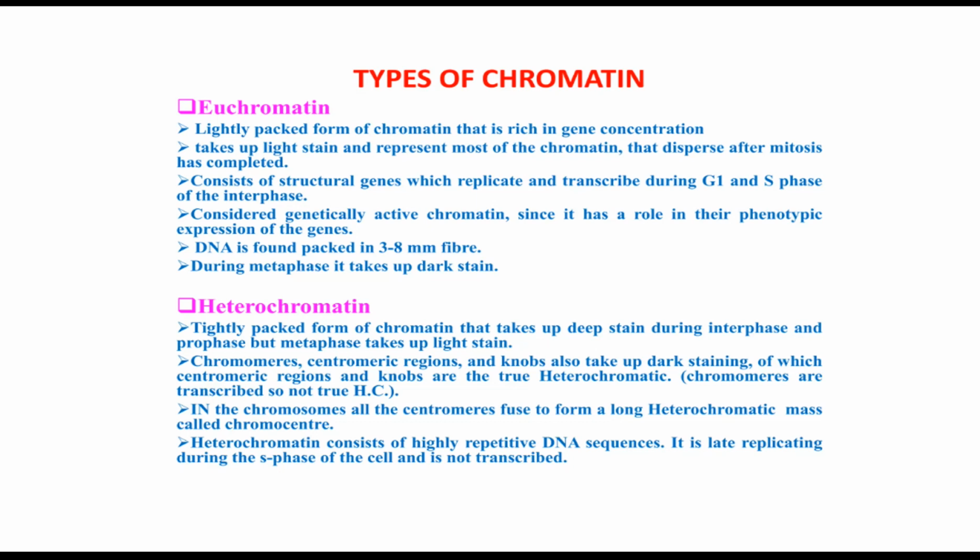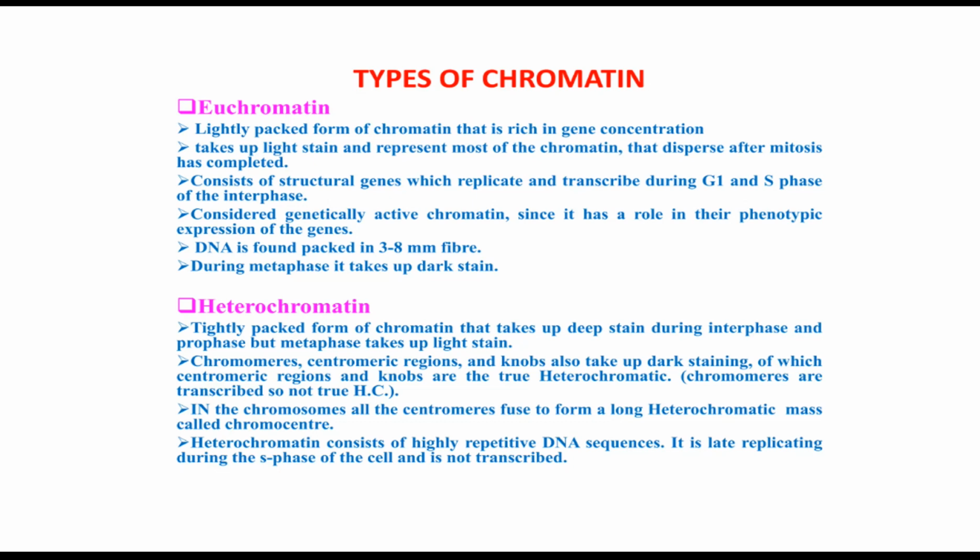Heterochromatin is a tightly packed form of chromatin. It takes up the deep stain during interphase and prophase, but in metaphase takes up the light stain. Chromosomes, centromeric regions, and knobs also take up the dark staining, of which centromeric regions and knobs are the true heterochromatic. Chromosomes are transcribed, so not true heterochromatins. In the chromosomes, all the centromeres fuse to form a long heterochromatic mass called chromocenter.